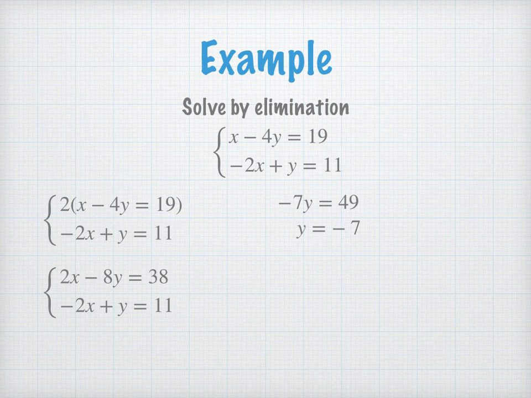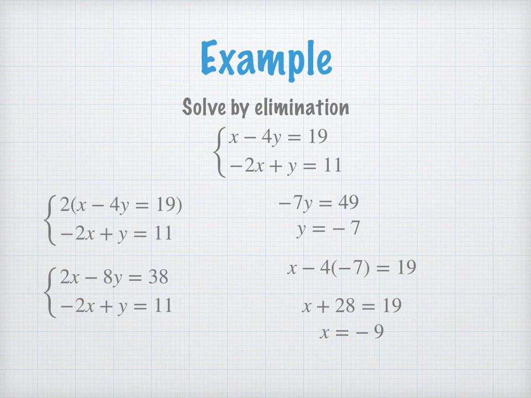Now we have a solution for y, but we still do not know x, so we're going to take this solution for y and plug it back into one of our original equations in order to find x. I'm going to plug it into our first equation, and so I have x minus 4 times negative 7, because that's my solution for y, equals 19. Now I'm going to start to simplify, so negative 4 times negative 7 is a positive 28, so we have x plus 28 equals 19. Now subtract 28 from both sides, x equals negative 9.